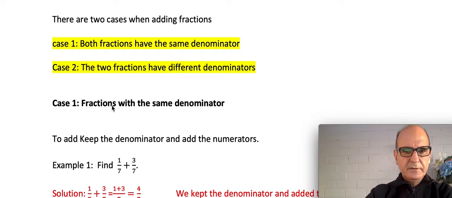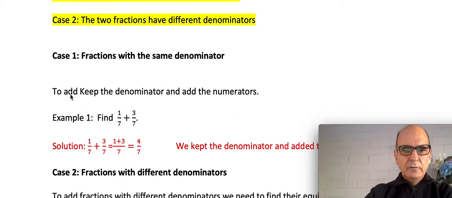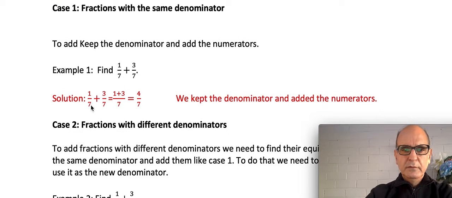Case one, fractions with the same denominator. To add fractions with the same denominator, we keep the denominator and add their numerators. As an example, when we want to find the sum of 1 on 7 plus 3 on 7, what we do, we keep the 7 because the denominators are the same.